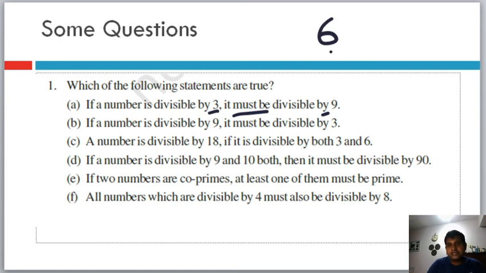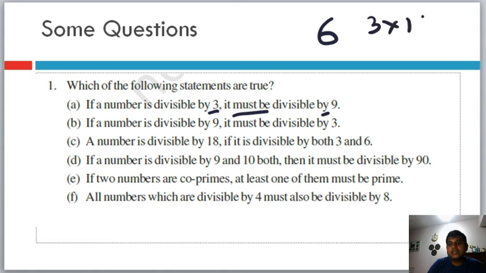Okay, it is divisible by 3, but will it be divisible by 9? The answer is no, because 9 is bigger than 6. So, if a number is divisible by 3, it must be divisible by 9 is wrong. Once again, an easier way to do it is to write the multiples and see the common multiples. If this has to be true, all the multiples of 3 have to be multiples of 9.